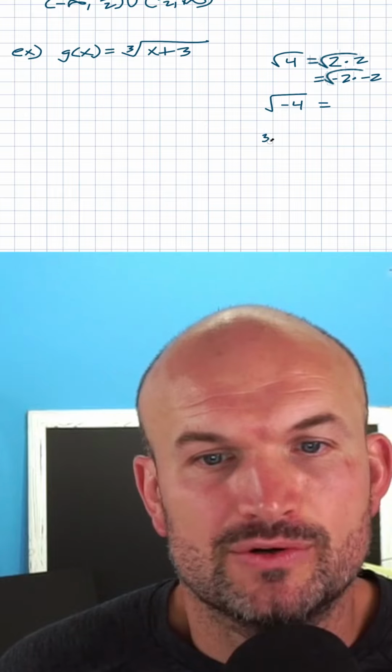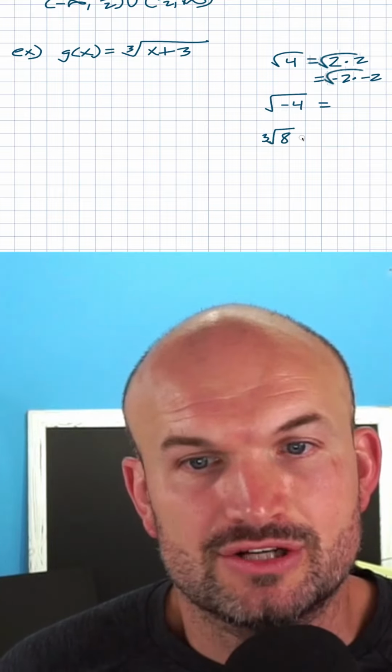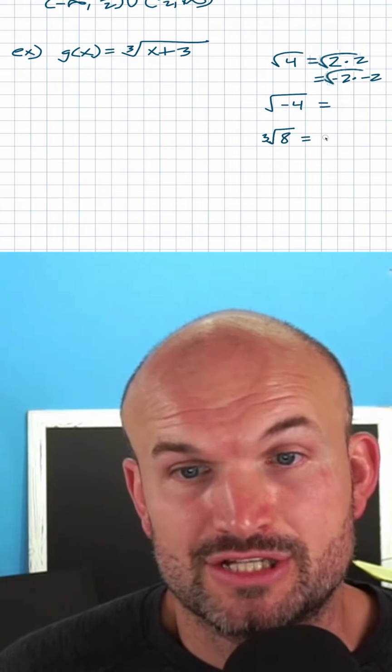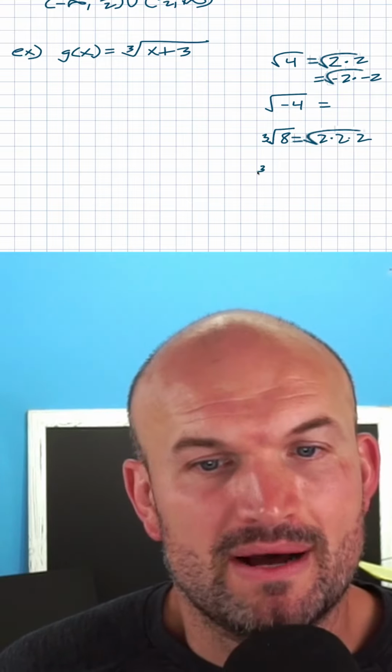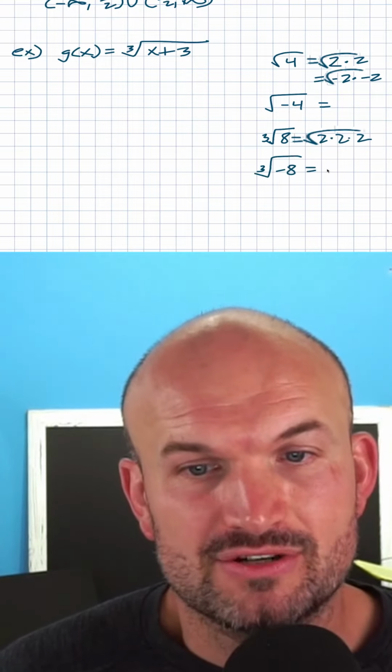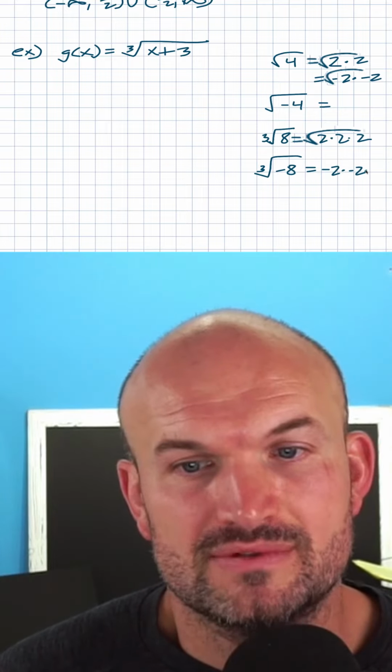What if I had the cube root of 8? So the cube root of 8 is going to be repeated multiplication 3 times. So that's going to be a 2 times a 2 times a 2. What about if I take the cube root of a -8? Well, that is going to be a -2 times a -2 times a -2.